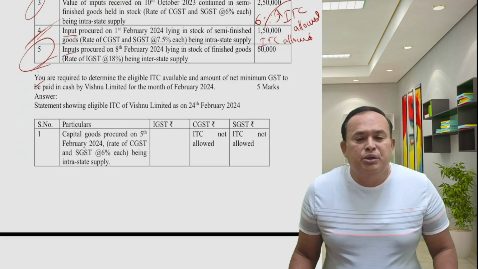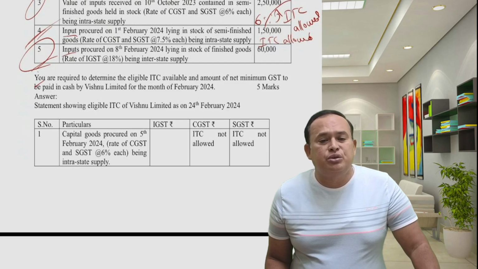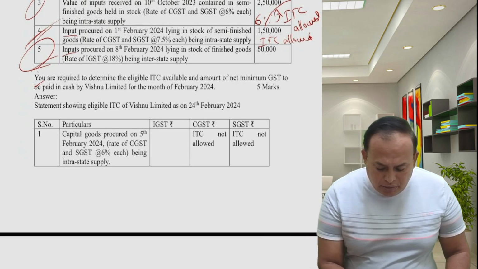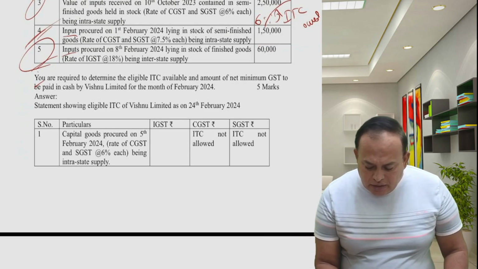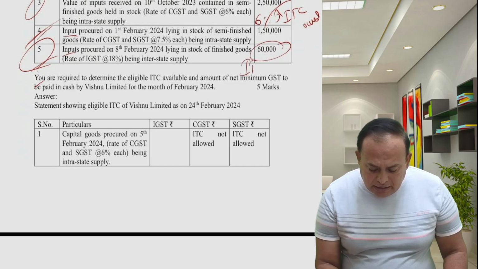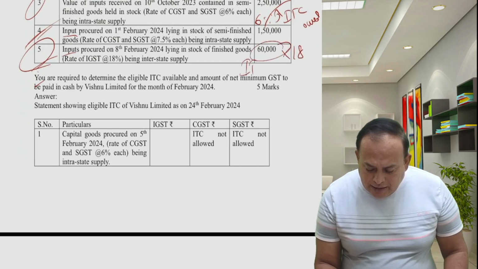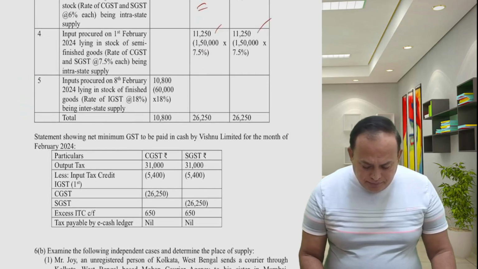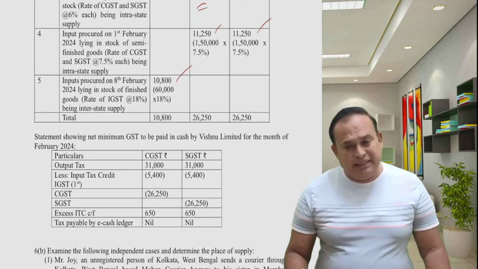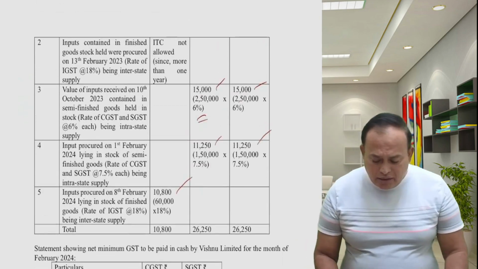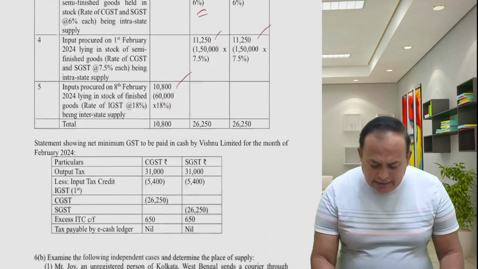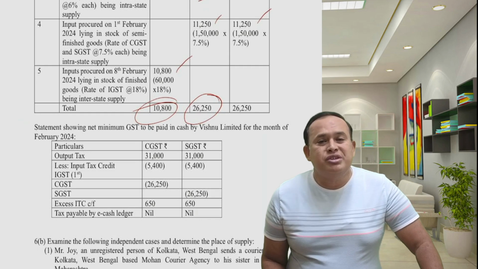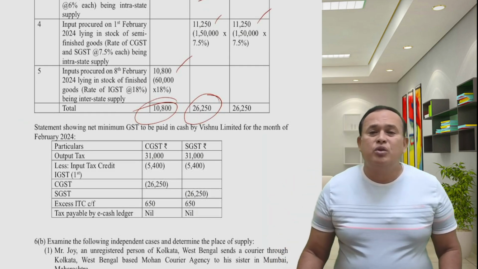Further, my dear friends, last point, point number 5. Inputs procured on 8th February lying in stock as finished goods. IGST, interstate inward supply, how much is given? Rupees 60,000. On this 60,000 rupees, at what rate? 18%. ITC allowed on 60,000 at 18%, 10,800. So total ITC allowed: IGST ITC is 10,800, and CGST, SGST 26,250 each is the credit allowed.